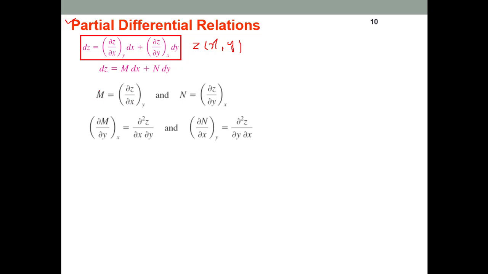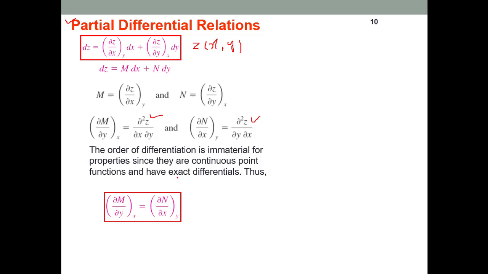Let's say if we take the second derivative, partial M by partial y, now x is constant, then we'll get the second derivative, partial squared z by partial x partial y. Partial x is as it is because x is constant. Similarly, if we take partial N by partial x when y is constant, y is as it is, so we get partial squared z by partial y partial x. Now you can see both values, this one and this one, are the same.